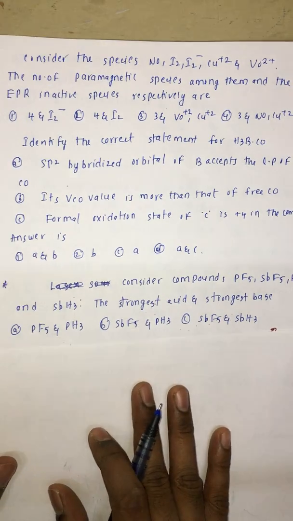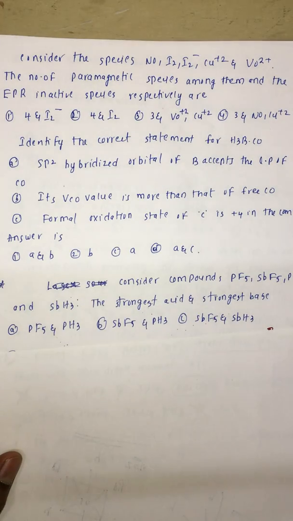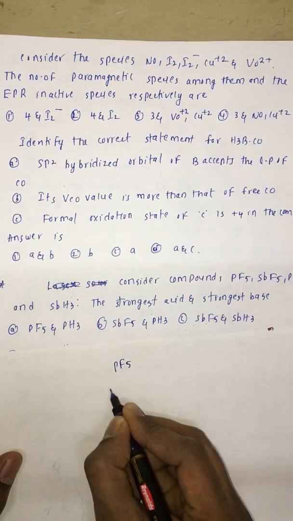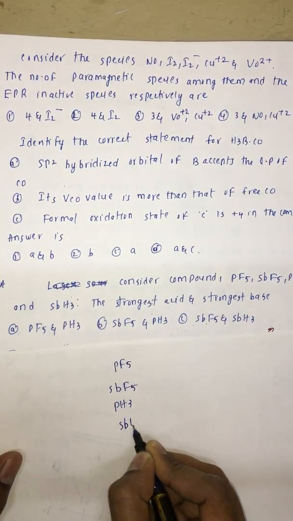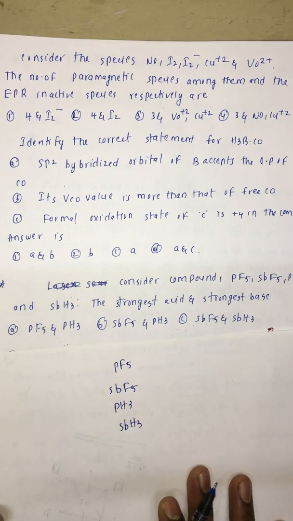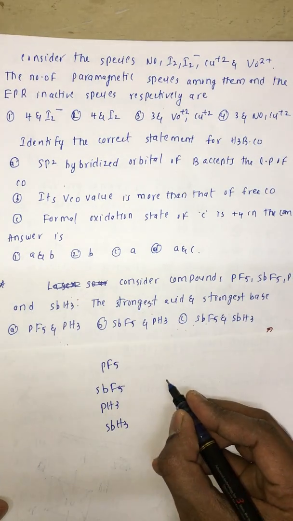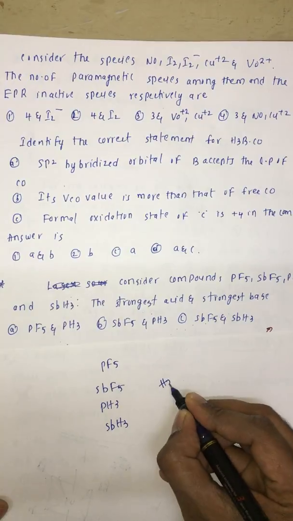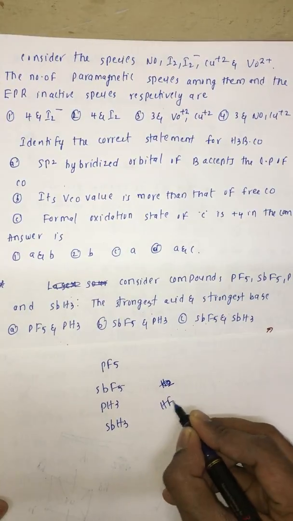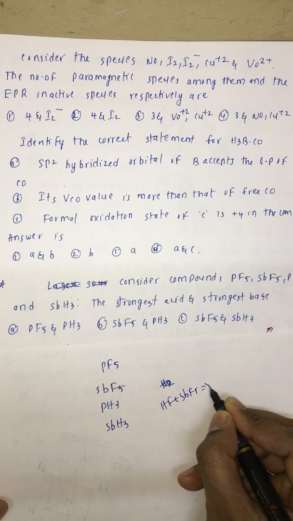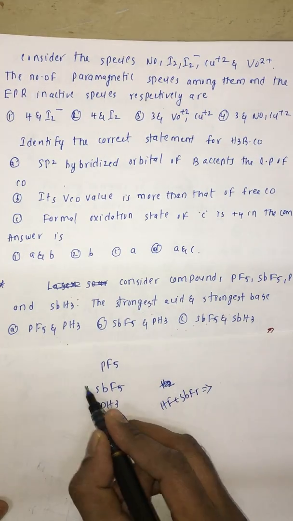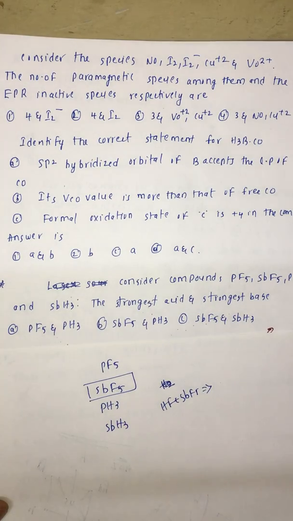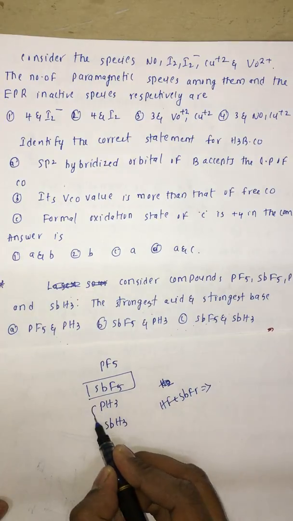And then we have this question. Consider the compounds PF5, SbF5, PH3, and SbH3. The strongest acid and strongest base. See, we know the superacid concept. When we have HF plus SbF5, we get a superacid, and it's very easy to predict the answer here. The strongest acid will be SbF5, and the strongest base we need to identify. The strongest base will be among these two.